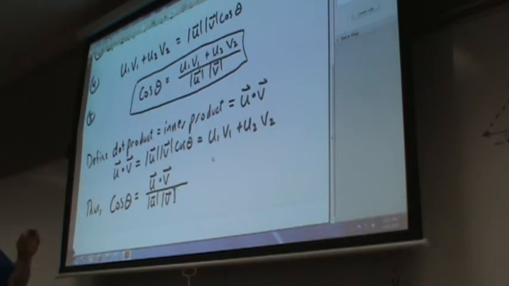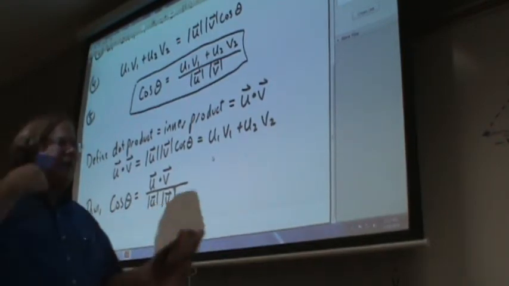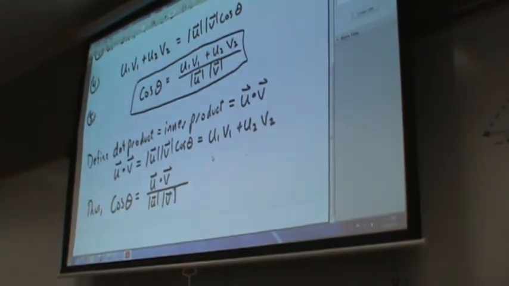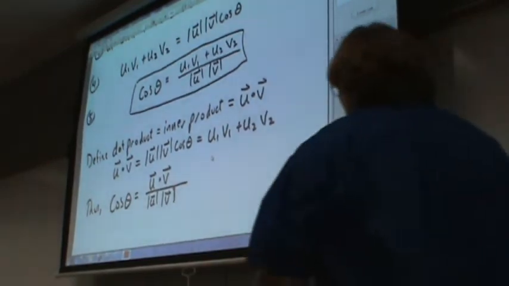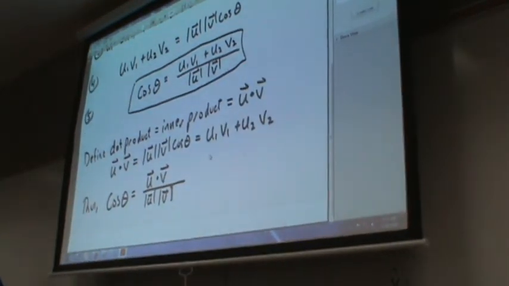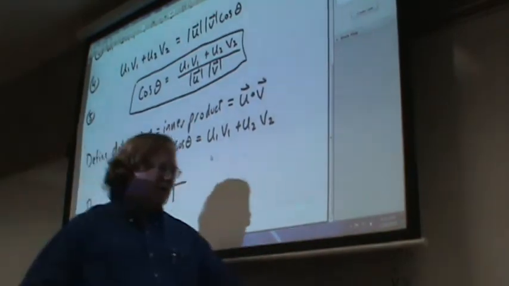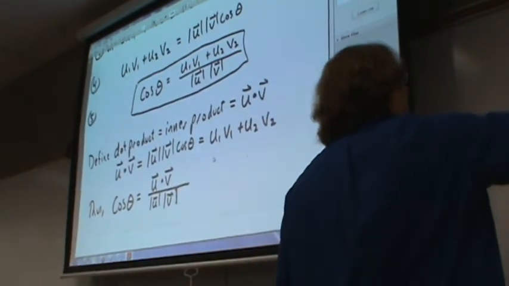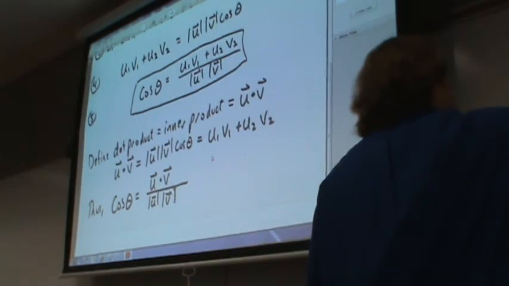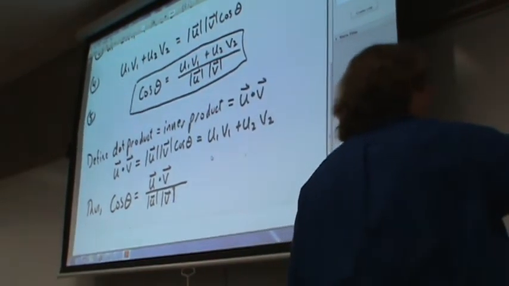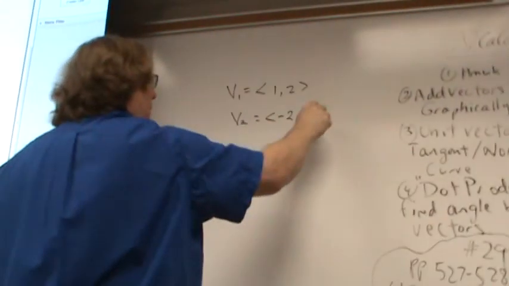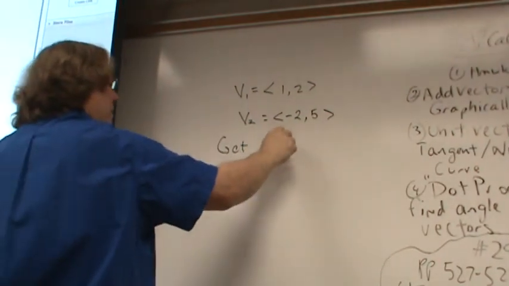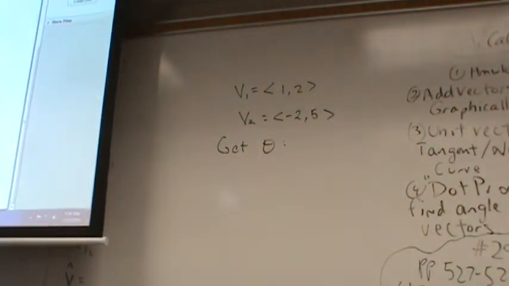Any question or problem on this before I make it go away? Or maybe I'll just give you the problem now. I'm going to give you a couple of problems. This should take you 30 seconds. Here are two vectors: v1 equals 1, 2, and v2 equals -2, 5. Get the angle between them. Just mindlessly plug into that formula.